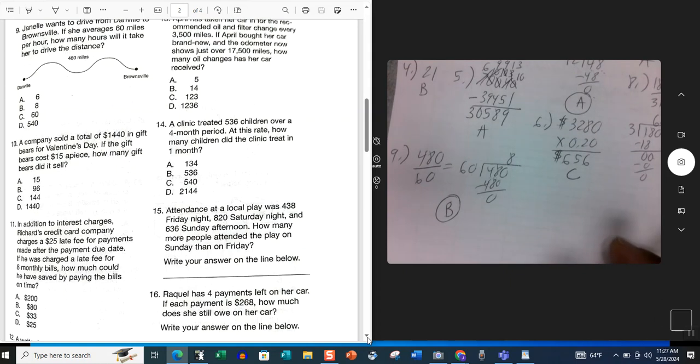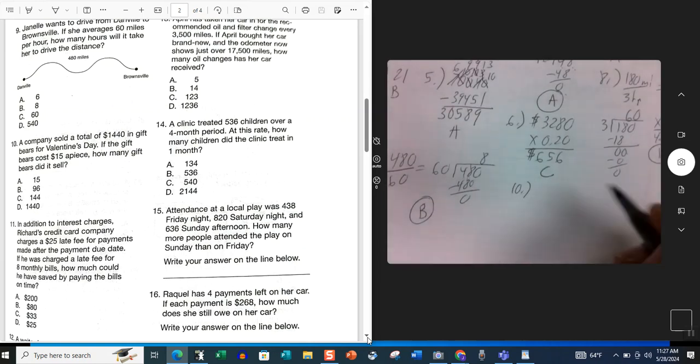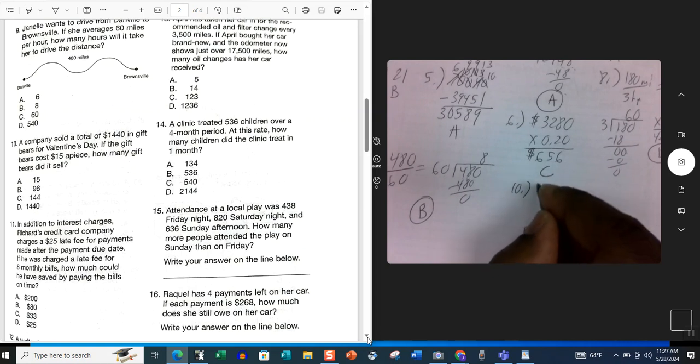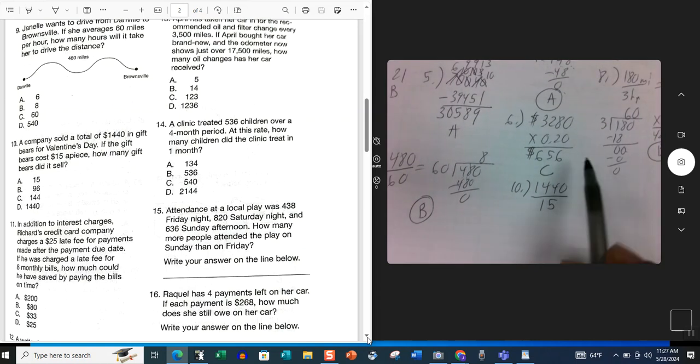Okay, now problem number 10. A company sold a total of $1,440 in gift bears for Valentine's Day. If the gift bears cost $15 a piece, how many gift bears did they sell? So again, we'll write this first as a fraction with division. We'll write down 1,440 divided by 15, because that's how much each bear costs a piece.